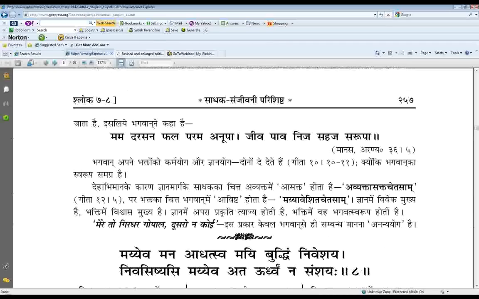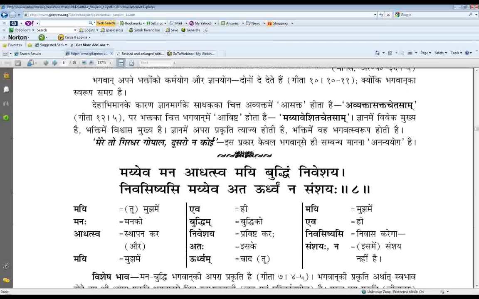Okay, here it is. We found it. Number 8. Nivasishyasi mayeva ata urdhvanna samshayaha. Look at this one. Between mayi eva, of course, in mayi and eva, you have the yan sandhi. So mayi plus eva, we had the e followed by the a, became mayi eva. The e became a ya.